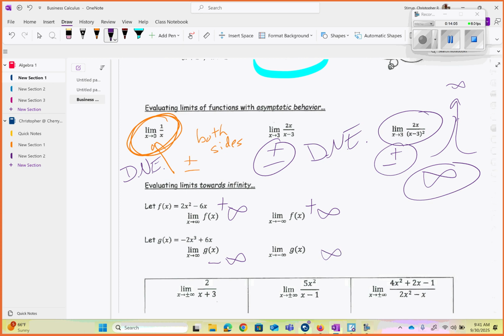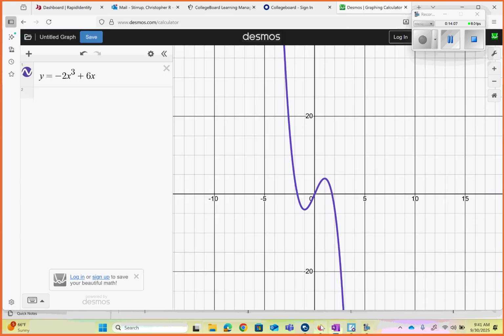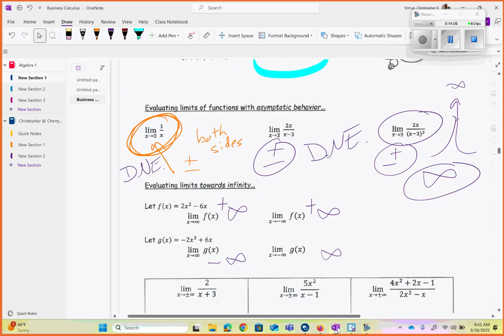And the reason we're able to say that is if we were to look at our graph, it's basically doing this. And that's what my graph's doing. So as I go to the right in the infinite direction, it continues to negative infinity and vice versa.